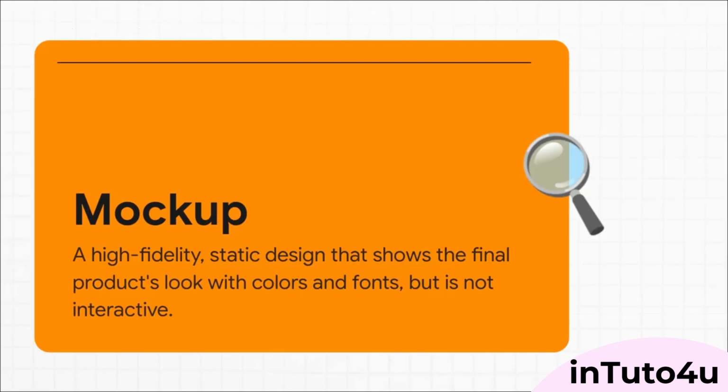So let's talk about the mock-up. This is where the visual design really gets to be the star of the show. We take that wireframe skeleton and we add the skin. This is a high fidelity, but, and this is important, static image. It's got all the final colors, fonts, and graphics to show exactly what the product will look like, but you can't click on anything yet. It's a beautiful picture, not a working model.